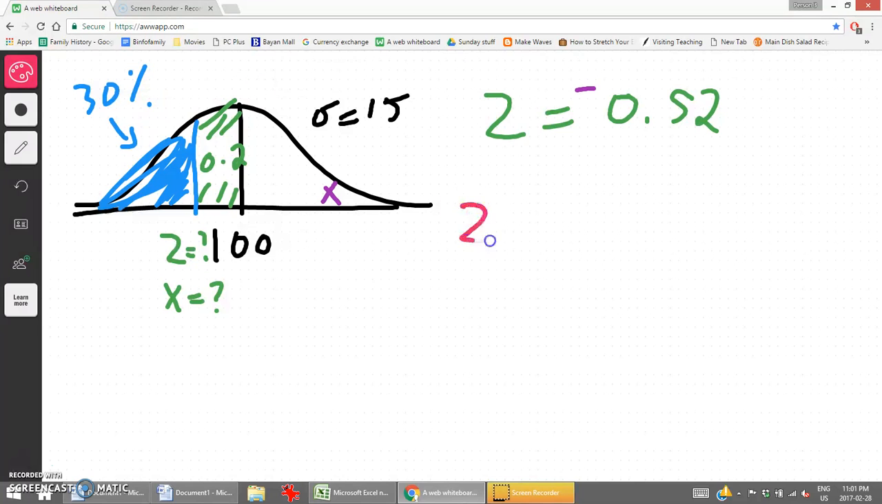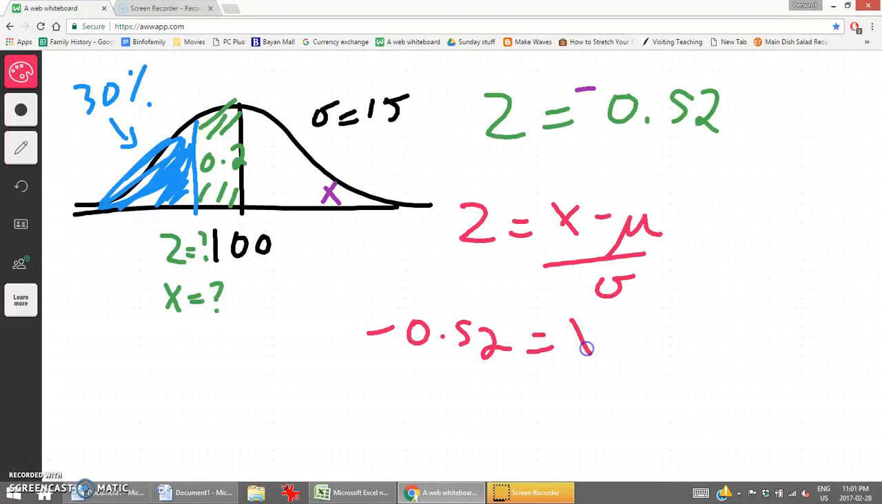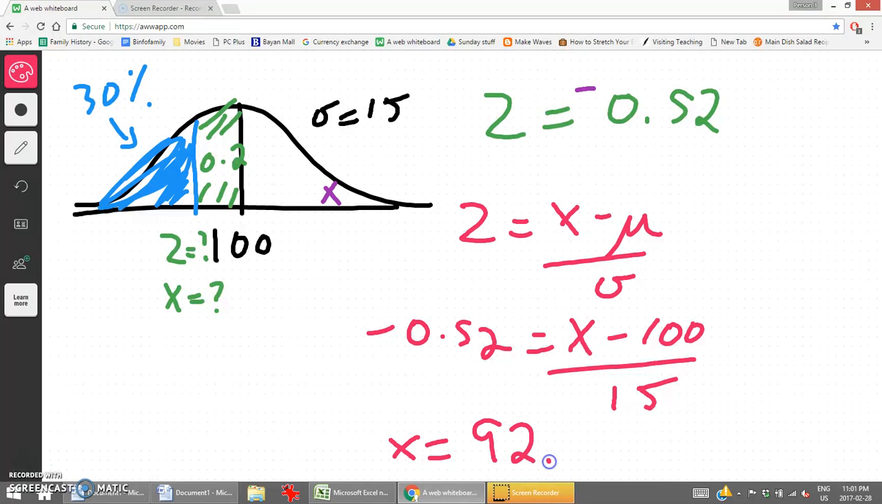So let's put this into our formula, which is, once again, right there. We know that the z value is negative 0.52. The x is unknown, we're trying to solve. Cross multiplying that, remembering that the z value is negative 0.52, we're going to get an x value of 92.2. So someone with an IQ less than 92 would be in the bottom 30% of the population, which would be indicated right there.